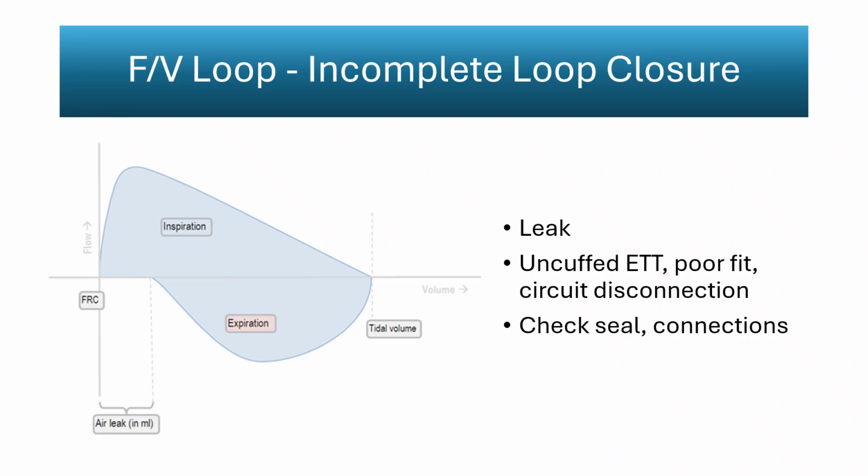Correction focuses on ensuring a sealed and continuous circuit, confirming endotracheal tube depth and position, securing the tube to minimize movement, and checking all circuit connections to restore accurate flow measurement. As soon as the leak is resolved, the expiratory limb returns to its baseline and the loop closes normally.